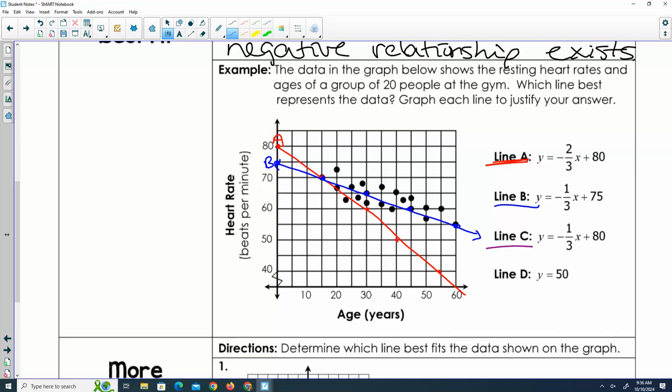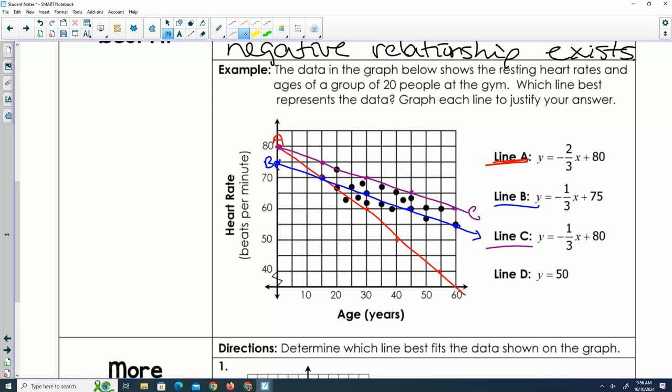So if I want C, my y-intercept is 80 again. My slope is negative 1/3, so down 1 over 3. Does that one look like a good choice? No, all of the points are below that line. You want one that goes through the middle with about half of the points above and half the points below. So this is not a good choice.